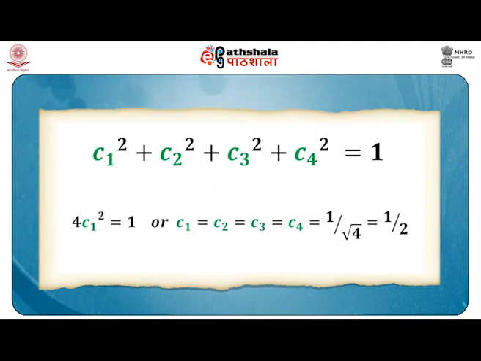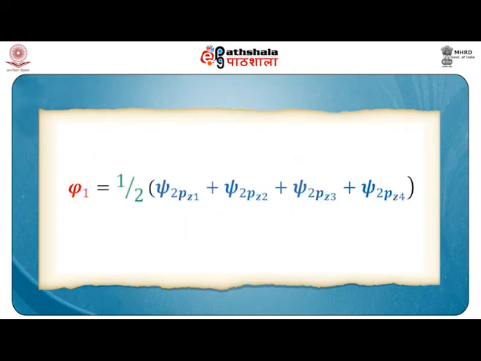So using this, the corresponding wave function for the molecular orbital becomes phi1 equals 1 upon 2, in brackets psi 2pz1 plus psi 2pz2 plus psi 2pz3 plus psi 2pz4. So this is the wave function for the molecular orbital for lambda equal to -2, which has the energy equal to alpha plus 2 beta.